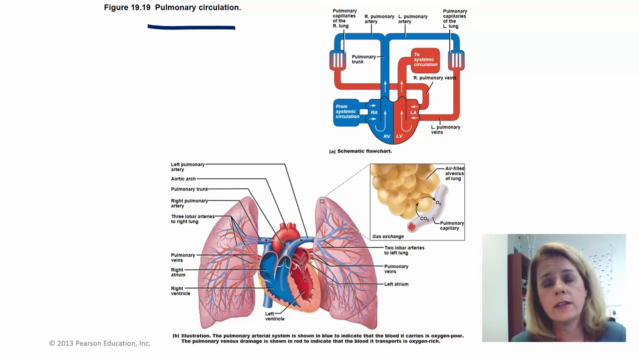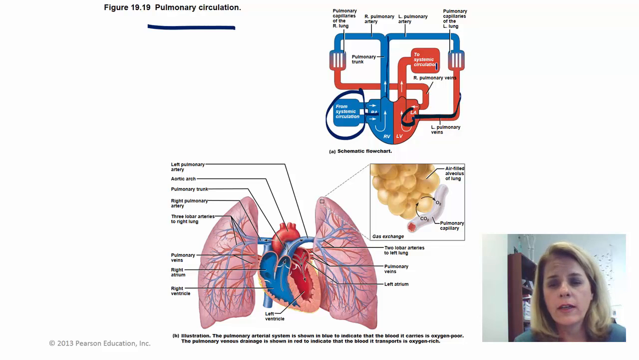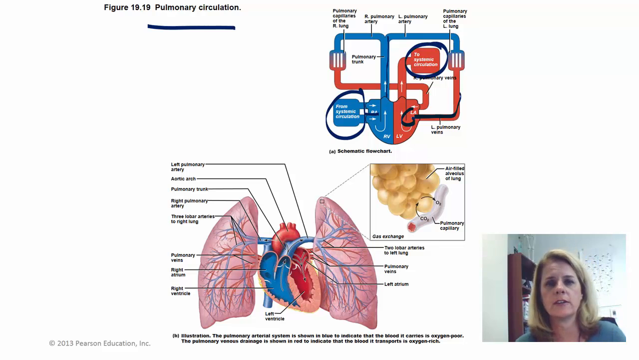So again, the blood's going to come from systemic circulation into the heart, but before it can go back out to the body, it's got to go to the lungs first, pick up oxygen, drop off CO2, come back to the heart, then it goes out to systemic circulation. So you have one pump pumping to two systems at the same time.